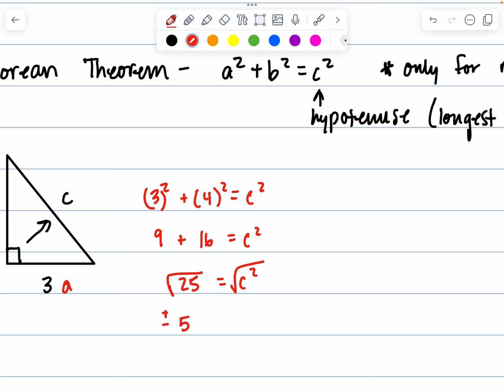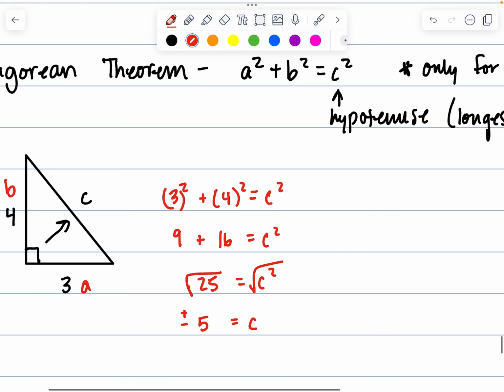The square root of 25 is 5. So that means this distance is 5 or negative 5. But in geometry, distance cannot be negative. So we actually eliminate the negative. This only happens when we're talking about lengths or measures. So keep that in mind, okay?